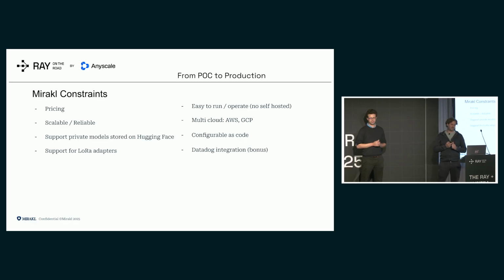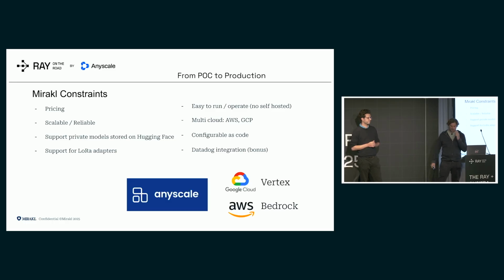We also want something that is configurable as code, because we do that for each of our projects at Mirakl. Everything should be historized, reproducible, and automatized. And the last one, a bonus, is the integration with Datadog, because that's where we store all our metrics and we monitor our application. So we shortlisted in 2024 3 solutions: Google Vertex AI, AWS Bedrock, and Anyscale.